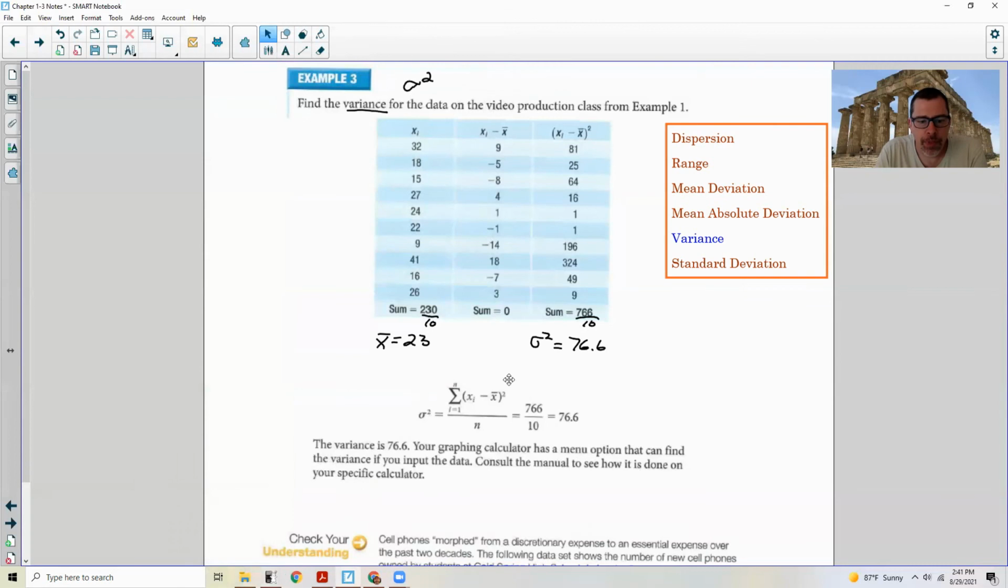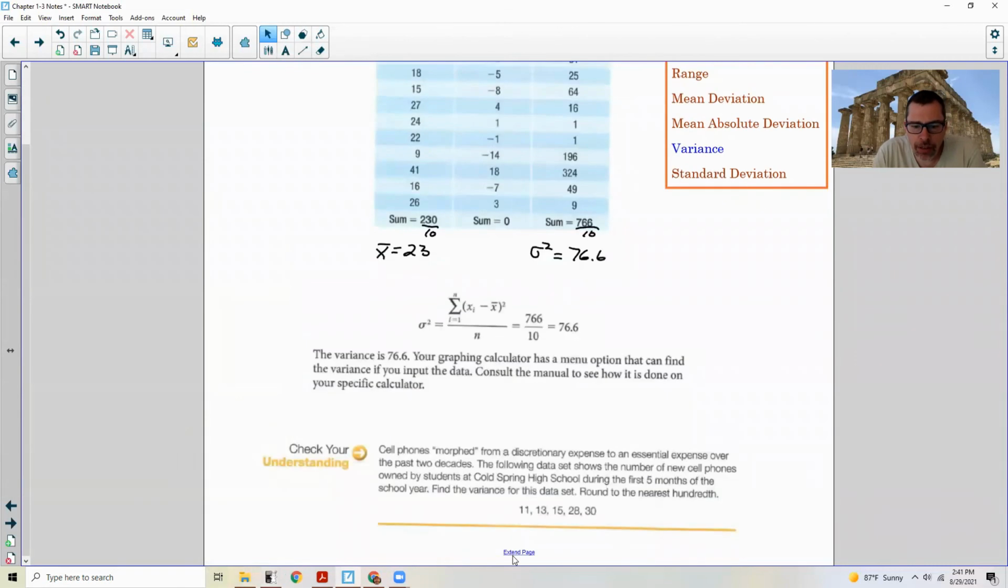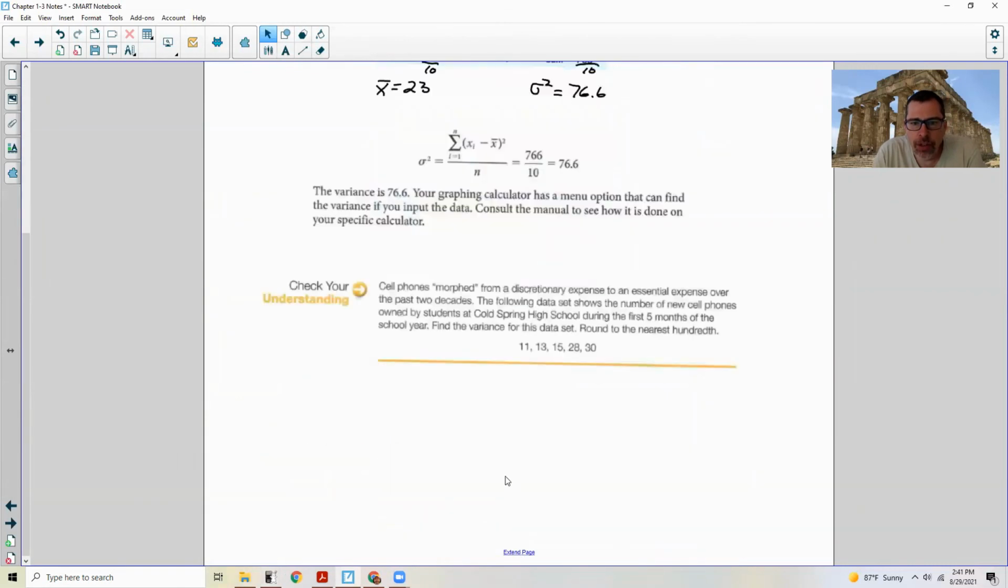All right. Now check your understanding. Cell phones morphed from a discretionary expense to an essential expense over the past 2 decades. The following data set shows the number of new cell phones owned by students at Cold Spring High School during the first 5 months of the school year. Find the variance for this data set, rounded to the nearest hundredth.